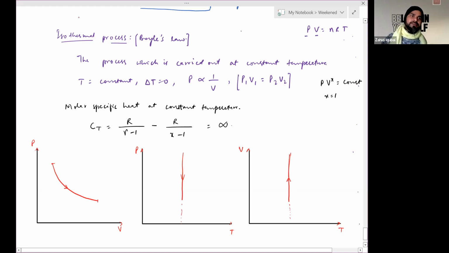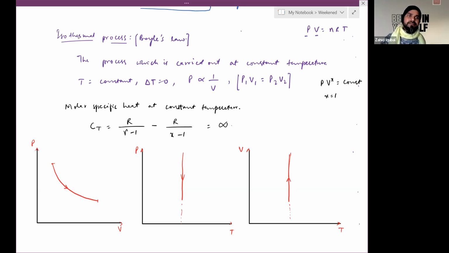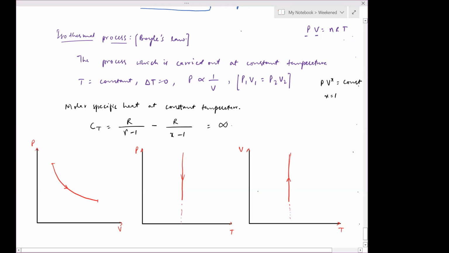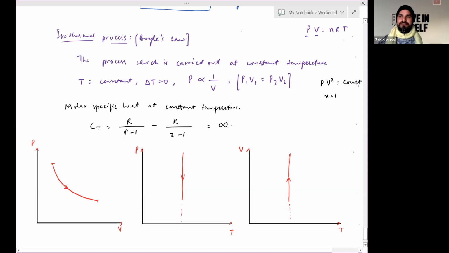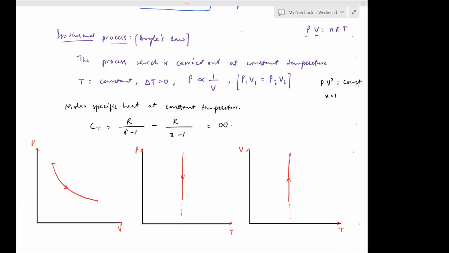Sumaya, any doubt? No, sir. Okay, just write it down to this part. Sir, please explain the graphs again. Okay.